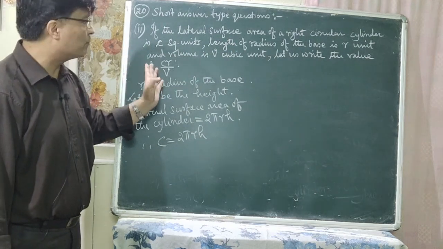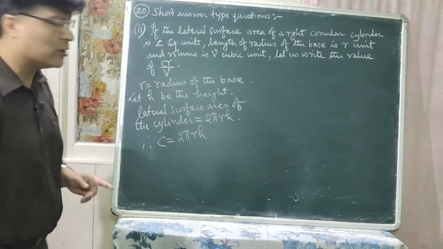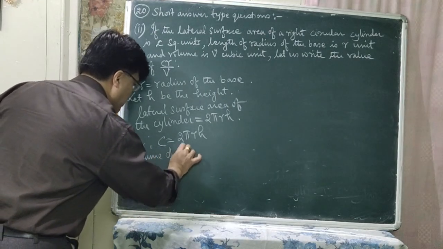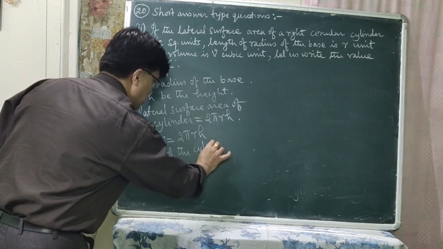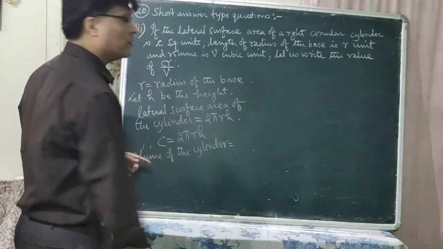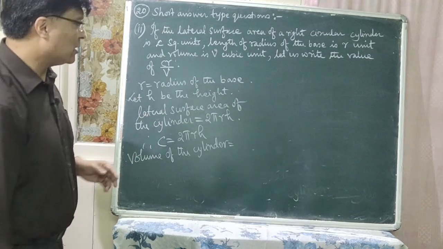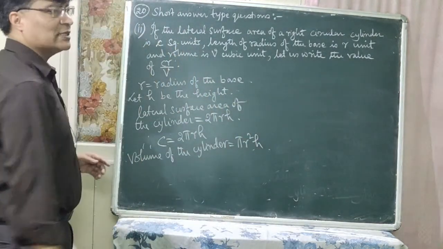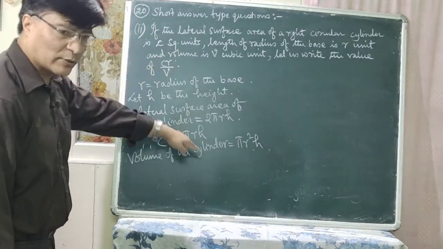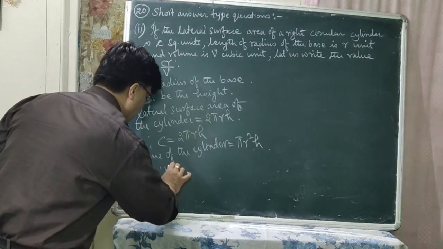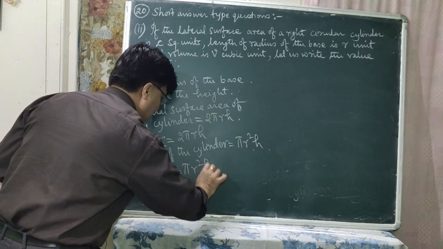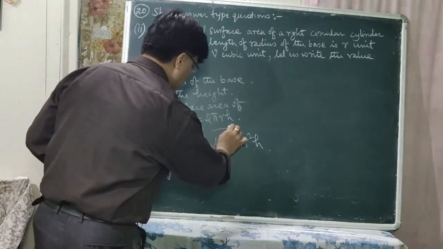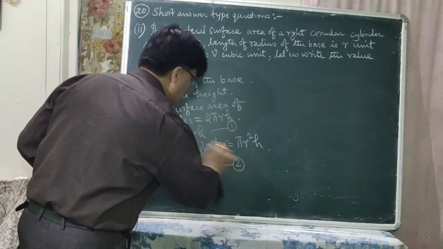Next, the length of the radius of the base is R unit. Next, the volume is V cubic unit. So for the volume of the cylinder, what is the formula? Volume of the cylinder is pi r square h. But by the question it is given as V. So V is equal to pi r square h. I think you have understood it. So let us mark it as number 1 and number 2.